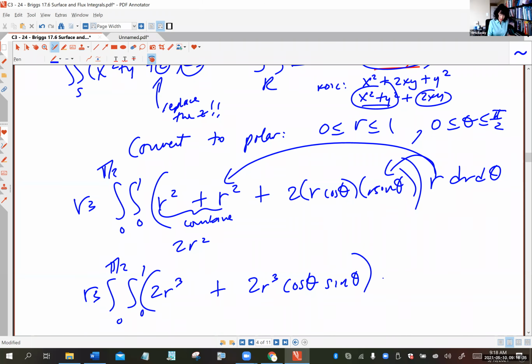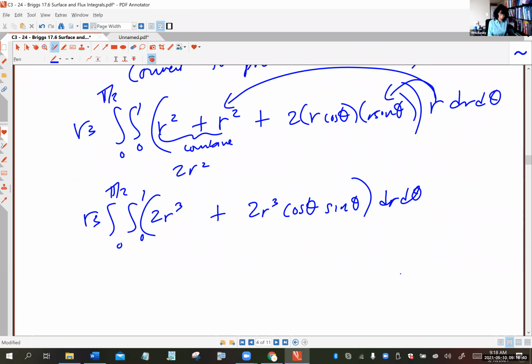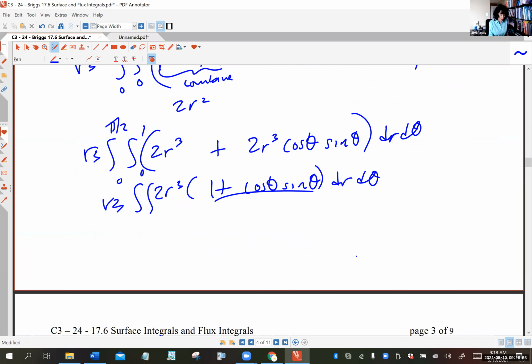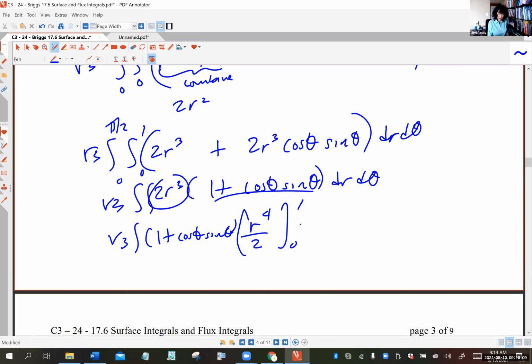Now what I did, and you didn't have to do this, but I just don't like it to be too messy. So I factored out the 2r cubed before I integrate with respect to r. This is just personal choice, just because the 1 plus cosine sine is just a constant multiple. And so I'll just put it over to the side. And then the integral of 2r cubed is r to the 4th over 2, and I'll evaluate that between 0 and 1. That just ends up being a half. So then I can just pull the half out.